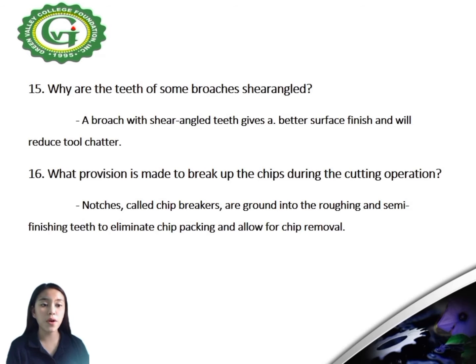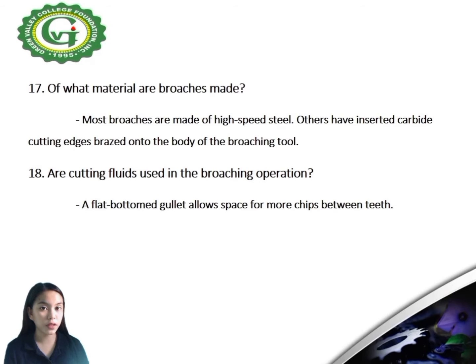Why are the teeth of some broaches shear-angled? A broach with shear-angled teeth gives a better surface finish and will reduce tool chatter. What provision is made to break up the chips during the cutting operation? Notches, called chip breakers, are ground into the roughing and semi-finishing teeth to eliminate chip packing and allow for chip removal.